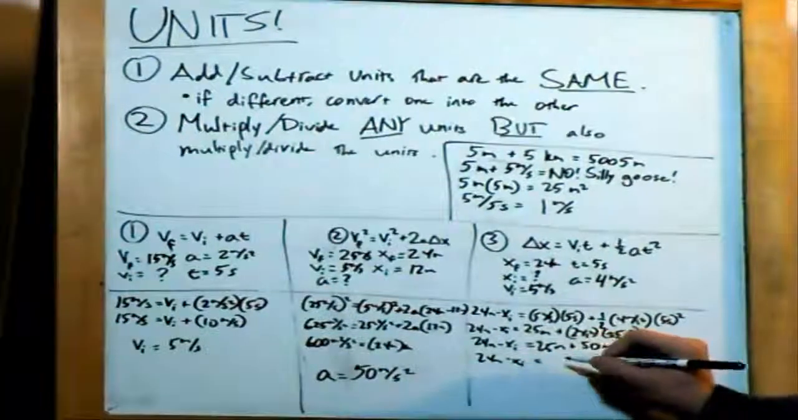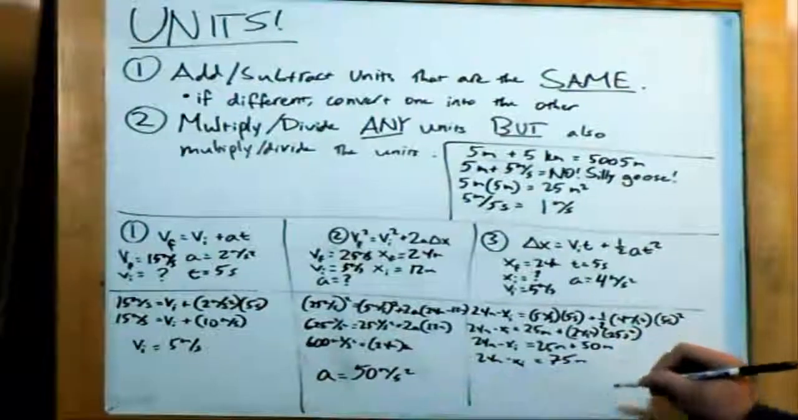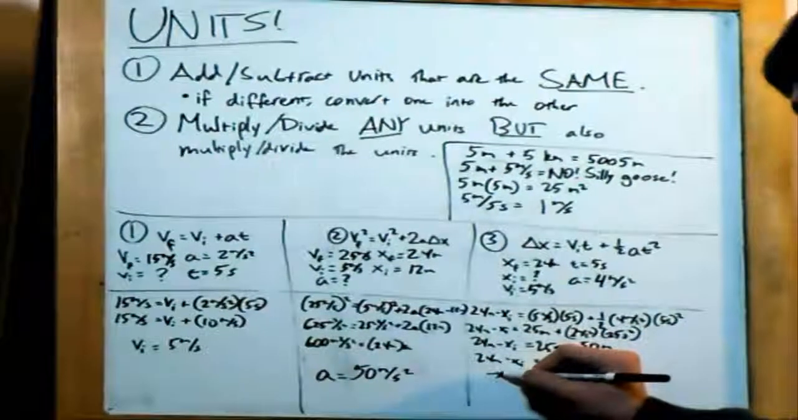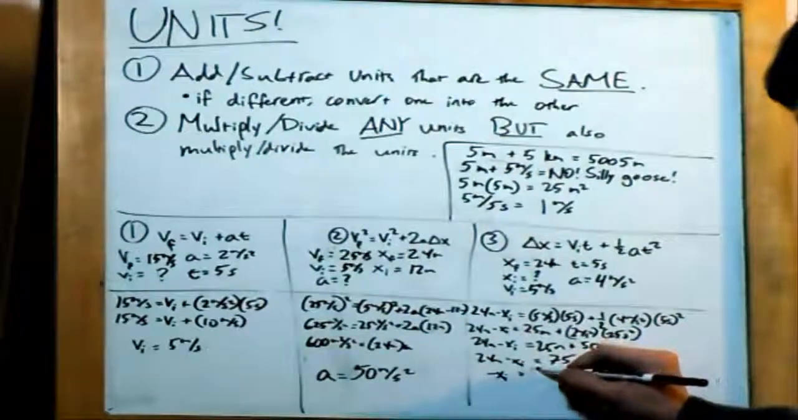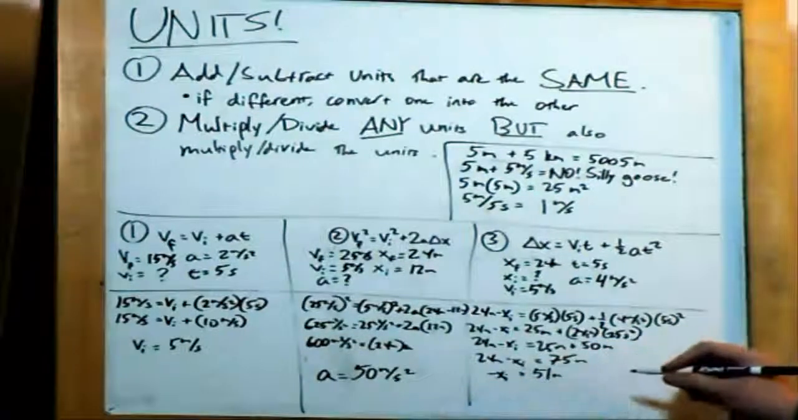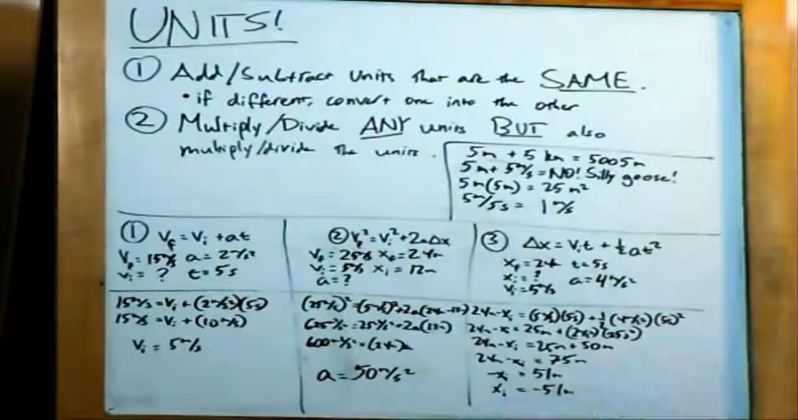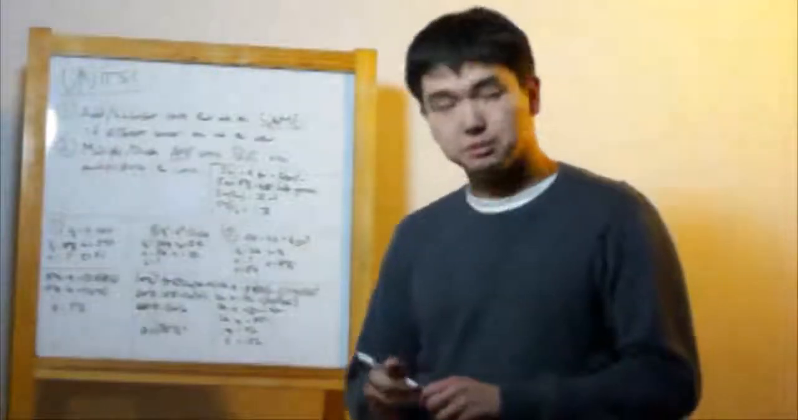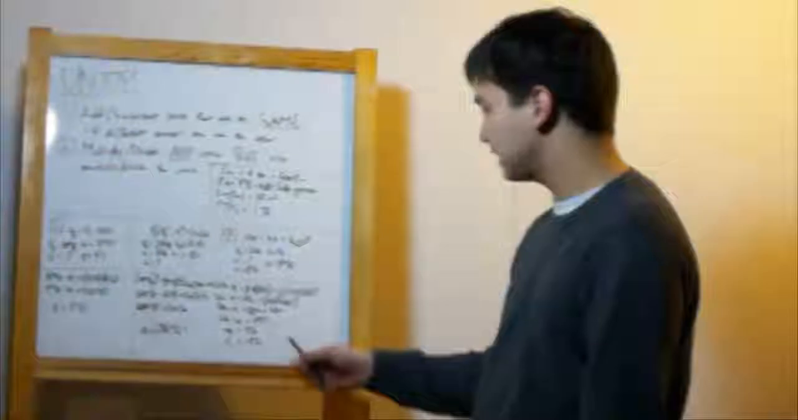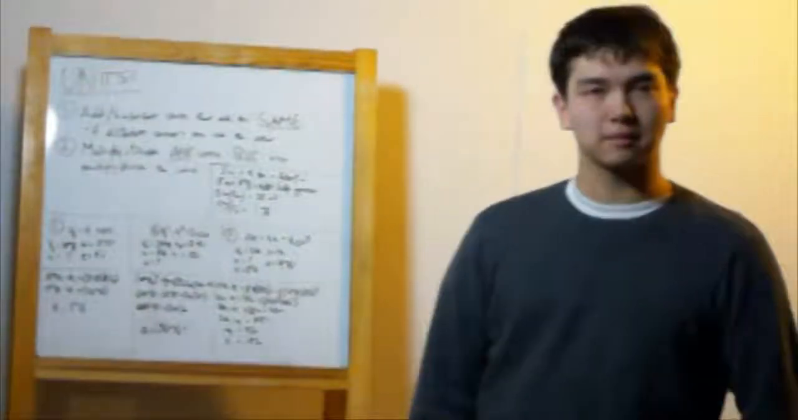Alright, this is working out very nicely. Everything is coming out to be in meters. Now you subtract 24 meters from both sides of the equation, and we have 51 meters. Negative initial position is 51 meters, so we divide by -1, giving us negative 51 meters. And so that means that our initial position, our starting line, was in fact 51 meters behind the finish line.